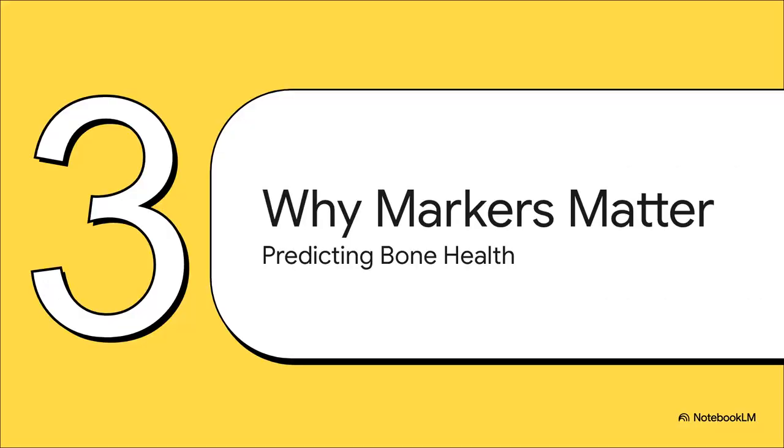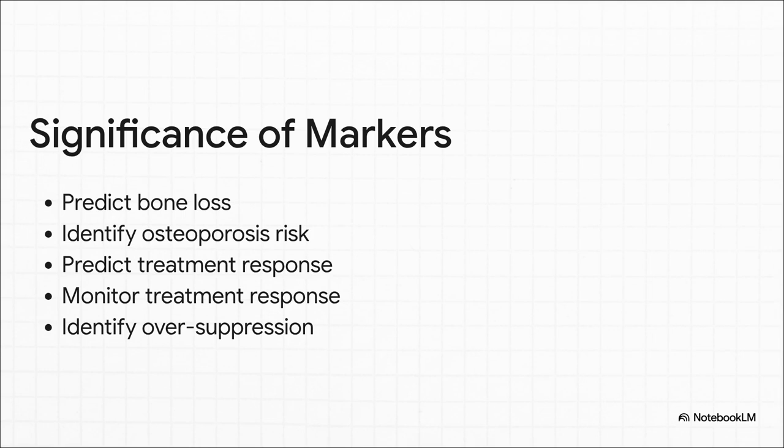Which brings us to Part 3, why these markers matter. We know what the markers are, right? And we know the cells that make them. But how do doctors actually use this intel to solve the mystery of failing bone health? First off, these markers let us predict bone loss silently long before a catastrophic fracture ever happens. That is huge. They help us identify patients who are at risk for both primary and secondary osteoporosis.